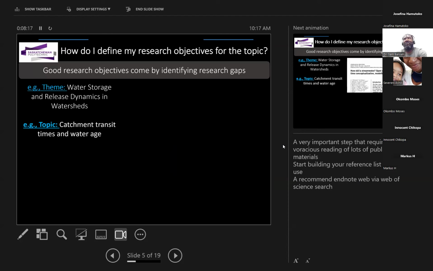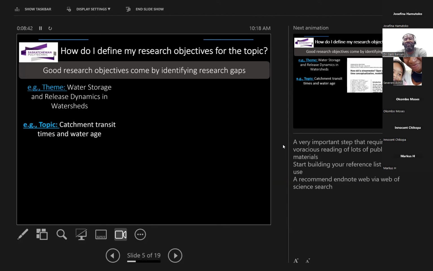So you have the themes, you have the topics, and then the hard work begins. So how do you get good research objectives? How do you define good research objectives? This is a very important step that requires a lot of reading. You need to spend time and read a lot.